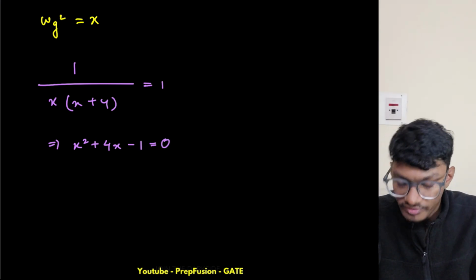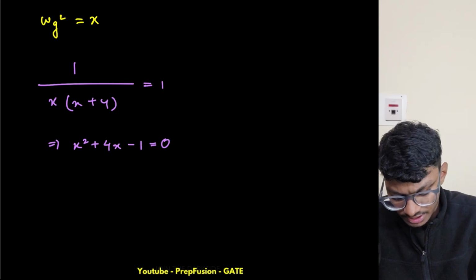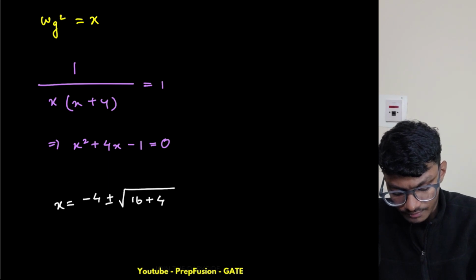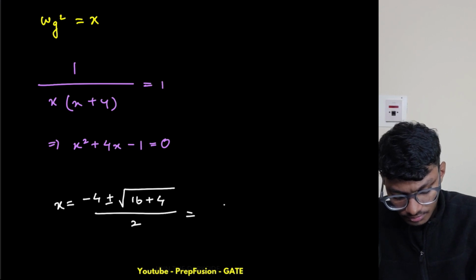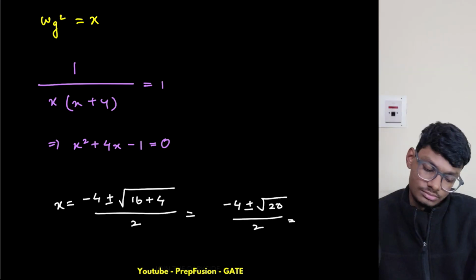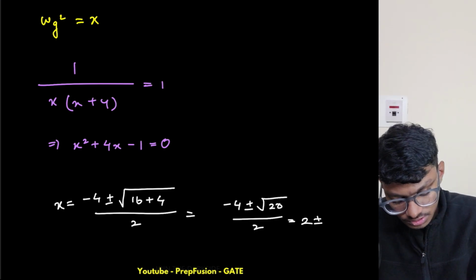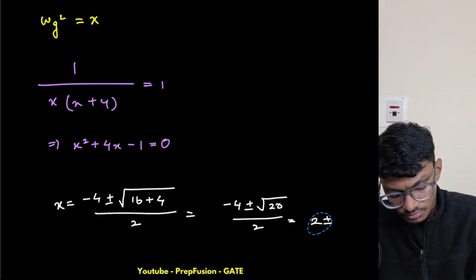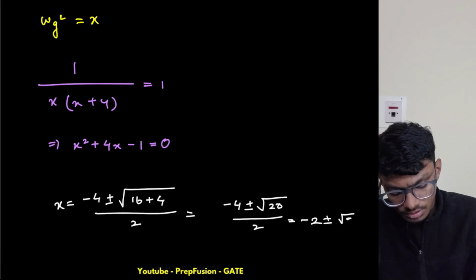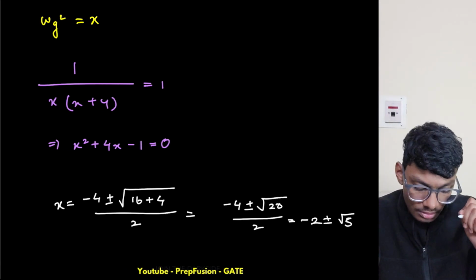If I solve for x using the Sridhar Acharya formula, this is minus 4 plus minus the square root of b square, 16, plus 4ac, divided by 2. So this is minus 4 plus minus root 20 divided by 2, which is minus 2 plus minus root 5. So I am getting two values.